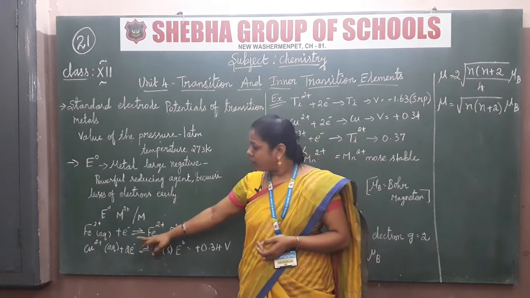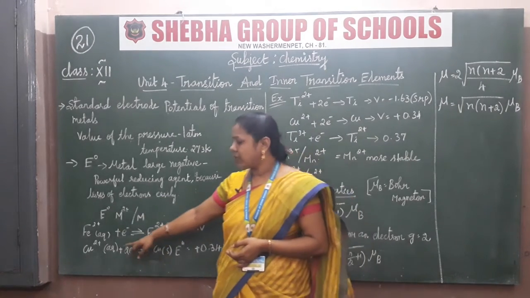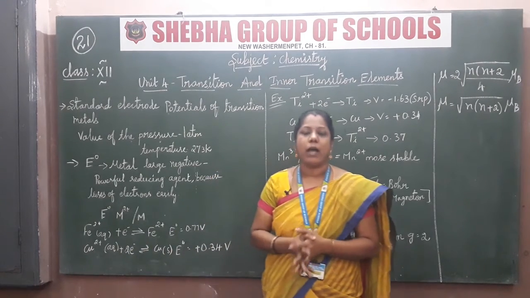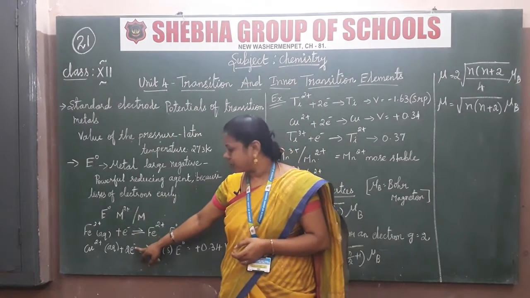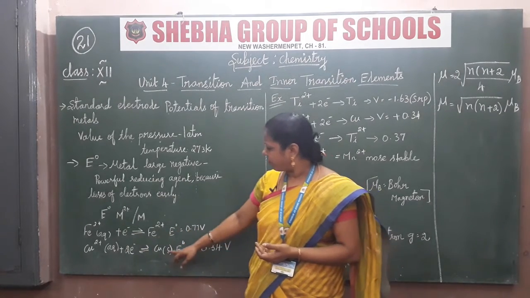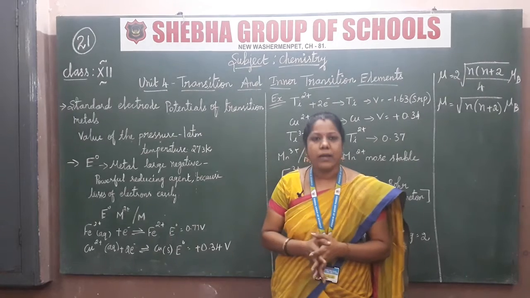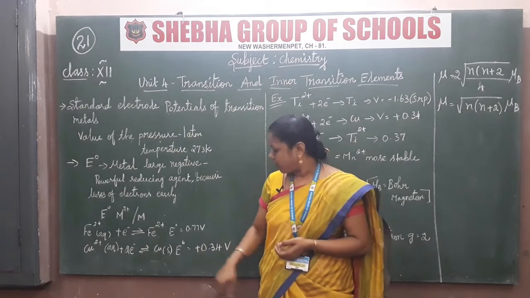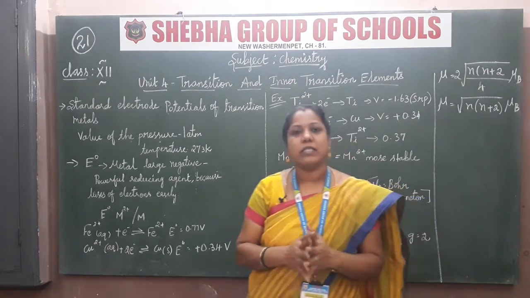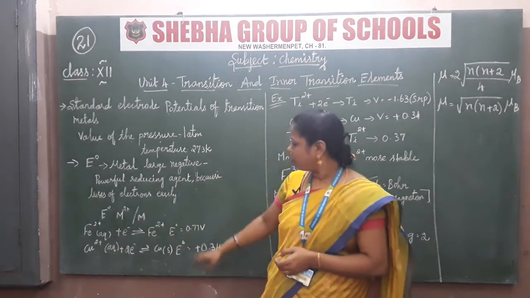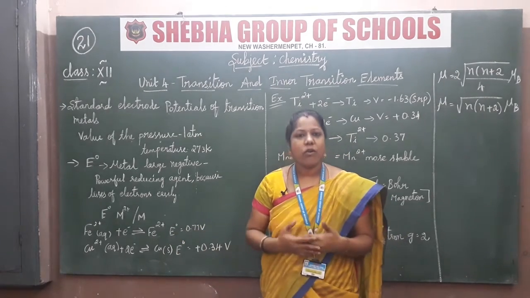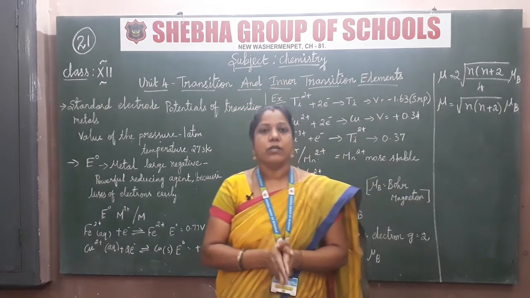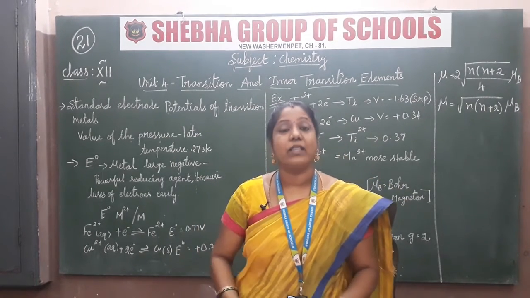And go to copper. Copper 2 plus, also in the aqueous state, you have to add 2 electrons. Adding means gaining. With the gain of 2 electrons, we automatically get copper as a solid, pure metal. The electrode potential value is 0.34 V. So what you notice is that with the gain of electrons we get the stable copper metal, so only copper has the positive value.